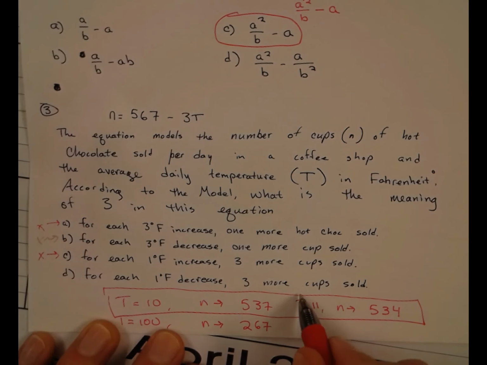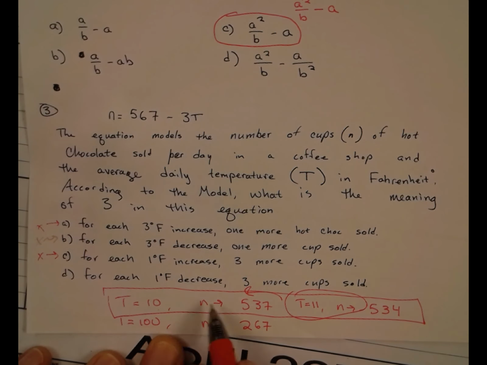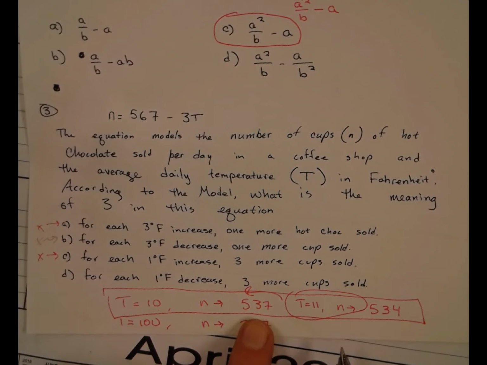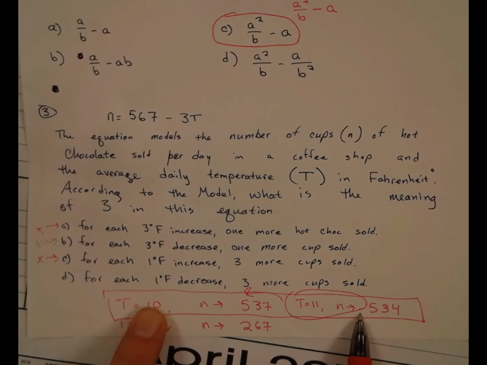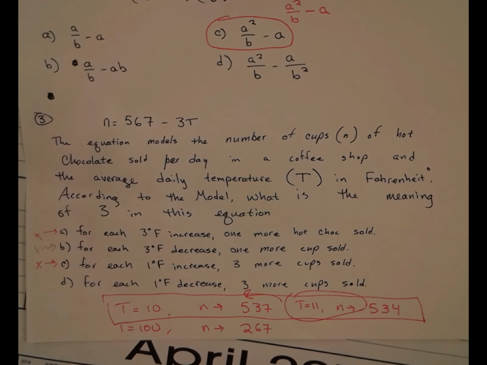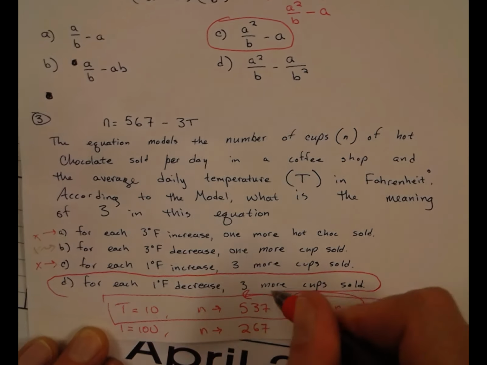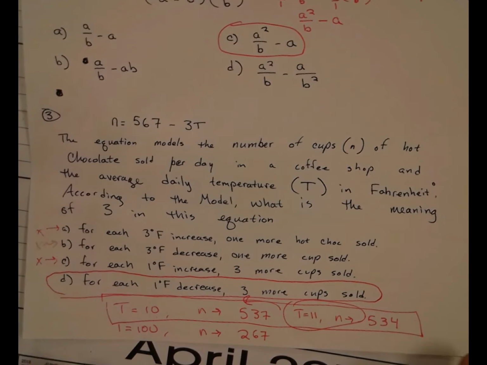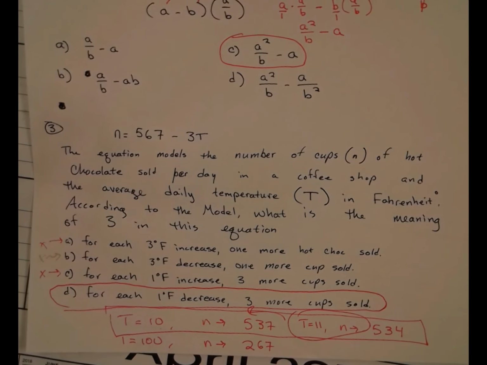Another way of looking at that, if we start really here and work our way backwards, as temperature goes down, number of hot chocolates goes up. If the temperature goes down by 1 degree, from 11 degrees to 10 degrees, the number of hot chocolates increases by 3. Each degree the temperature decreases, 3 more cups of hot chocolate are sold. So, logic, reasoning, a little bit of trial and error, I guess. But yeah, lots of strategies for SAT stuff.